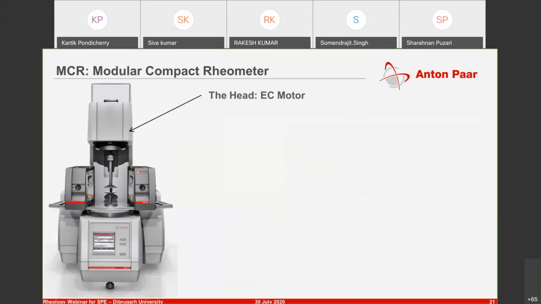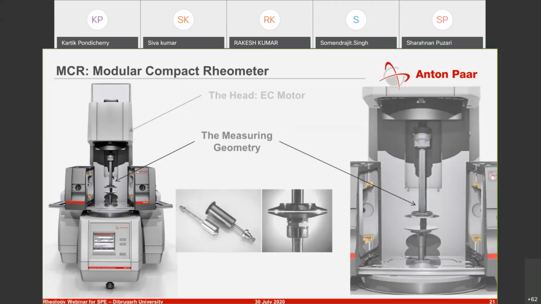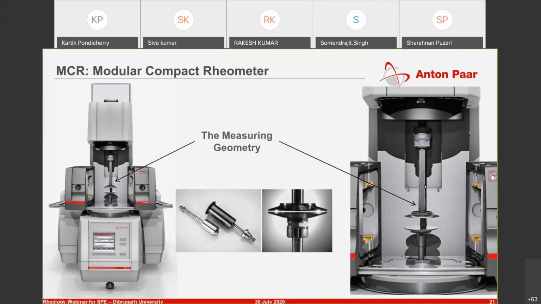So that being said, what does a rheometer look like and what are its components? You have the EC motor, which is in the head, which applies the normal force as well, and measures the normal force by moving up and down. It also gives a rotational motion and measures the deflection, and couples the measuring system to the motor so that you can apply the rotational motion. So this is the measuring system. Depending on your sample, you can choose different kinds of measuring systems.